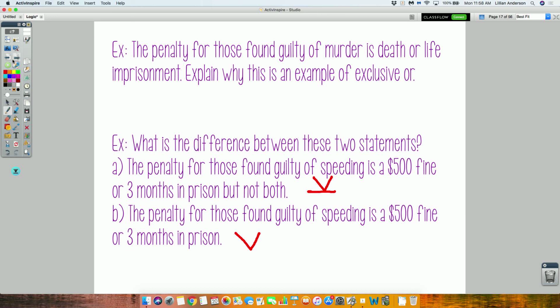Okay? So for the inclusive, you don't have to say "or both." You can, but I would include it just to be safe. All right. Questions on these four connectors to start.